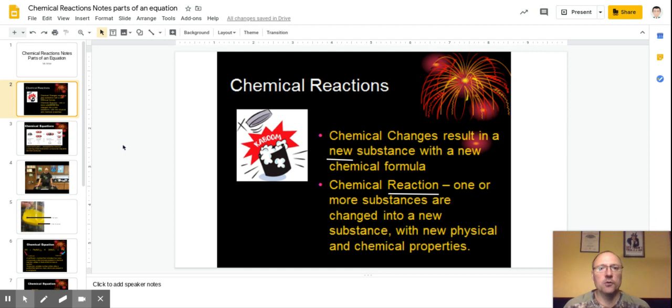Another chemical formula would be H2O that we know from water. H is for hydrogen and O is for oxygen, but H2O tells us that there are two hydrogens and only one oxygen in the molecule that it forms. And so the chemical formula represents the molecule of that particular compound. In a chemical reaction, one or more substances are changed into a new substance with new physical and chemical properties. And so that's where we're going to pick up from here.